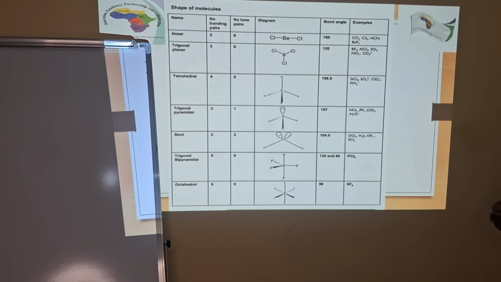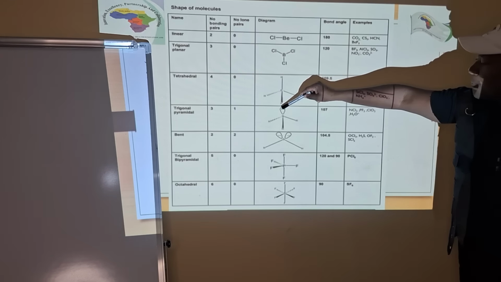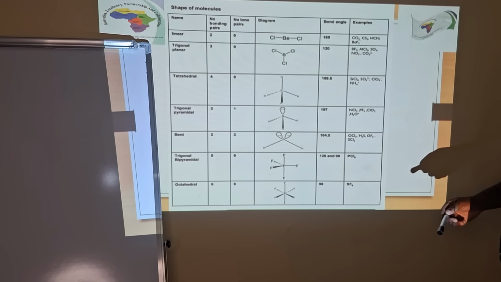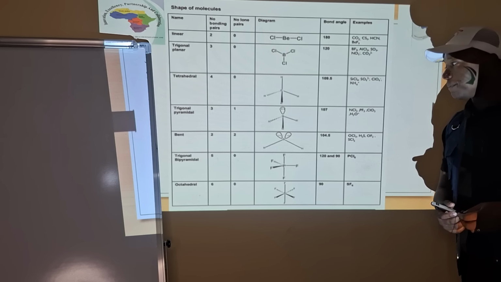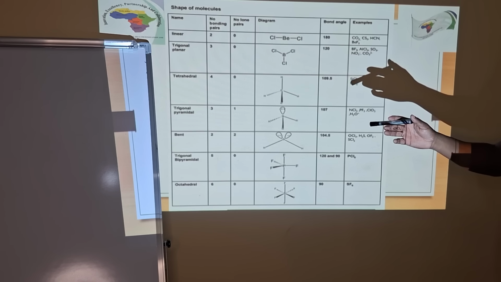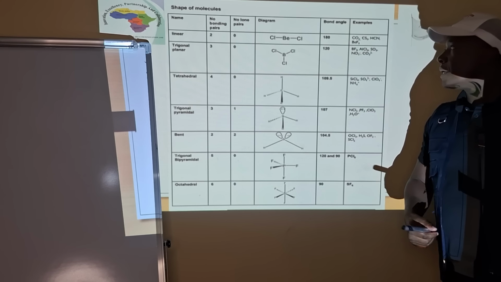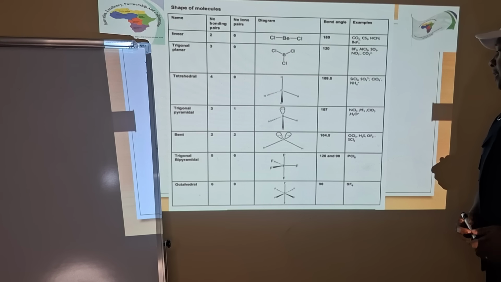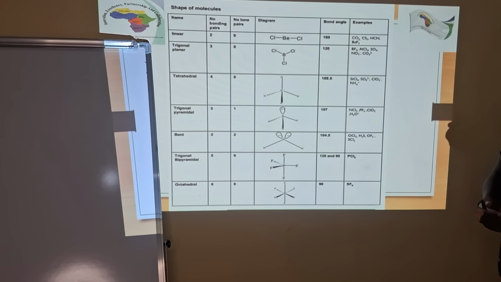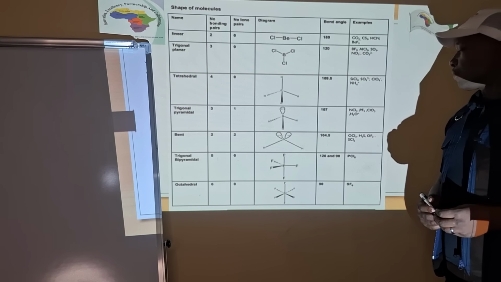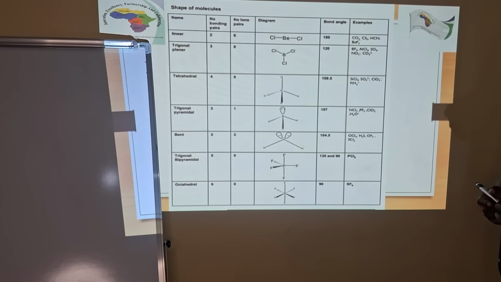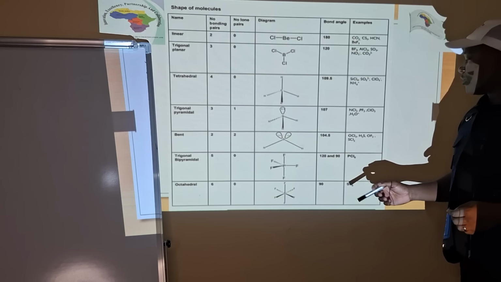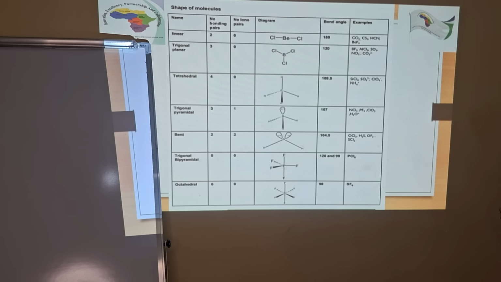We also have got the trigonal pyramidal with 3 bonding pairs and 1 lone pair of electrons. The bond angle is 107 degrees, as exemplified by ammonia. We also have got a bent structure with 2 bond pairs and 2 lone pairs of electrons, and the bond angle is 104.5 degrees. We also have got the trigonal bipyramidal, which has got 5 bonding pairs, no lone pairs, and the bond angles are 120 and 90 degrees.